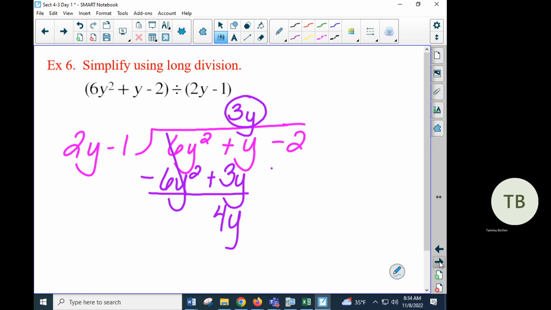And then I'm going to bring this down. So I'm going to bring that whole negative 2. So if it has a minus sign in front of it, you have to bring that minus sign. And then what you're thinking is what times 2y gives me 4y, which is 2. What do you think I should put in front of it? A plus sign. Okay. So 2 times 2y is 4y. 2 times a negative 1 is negative 2.